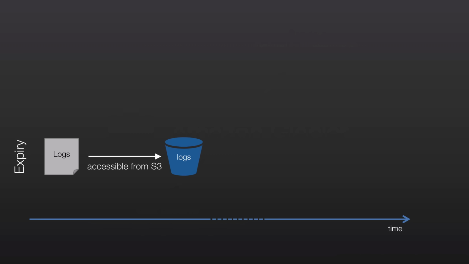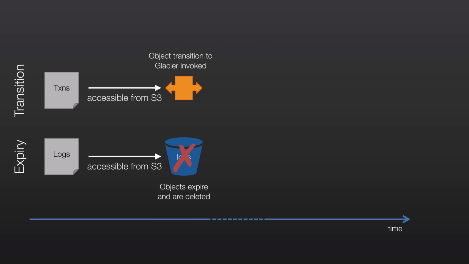So for example, you can expire objects automatically, specifying a policy on your S3 bucket to tier objects down to Glacier and then delete them after a pre-specified period. As you can see here, you'd have an object transition to Glacier, which is invoked. You can then restore objects.